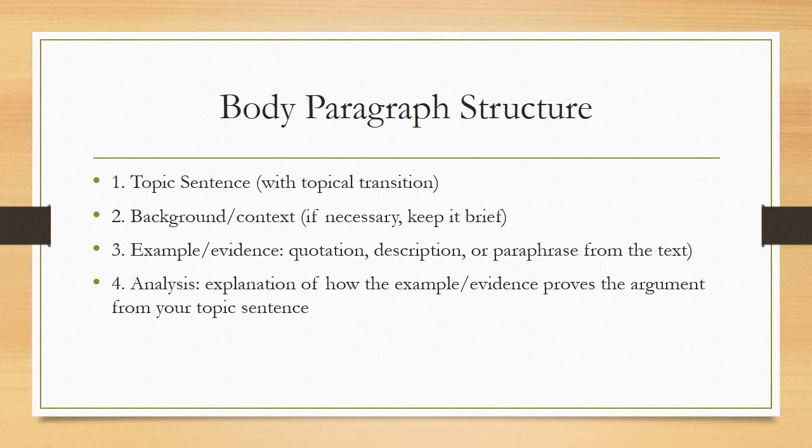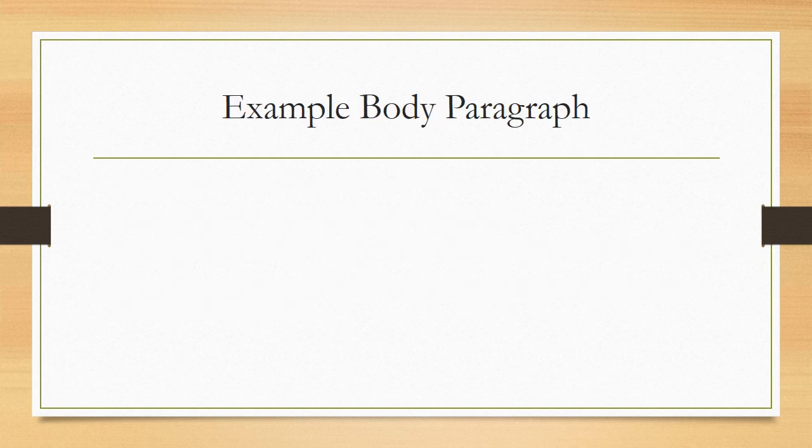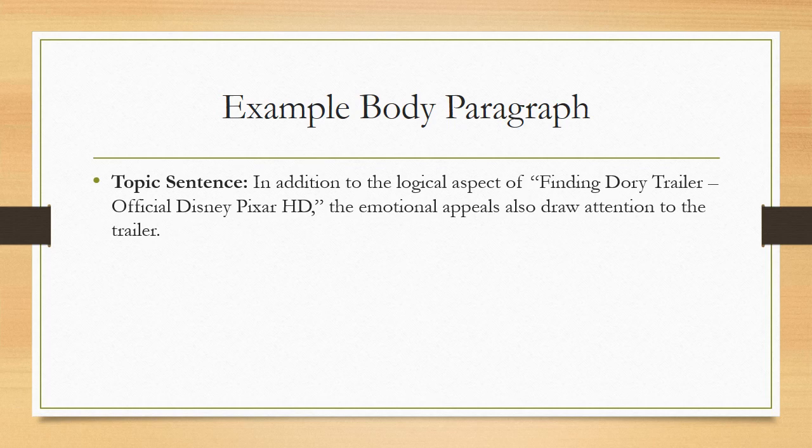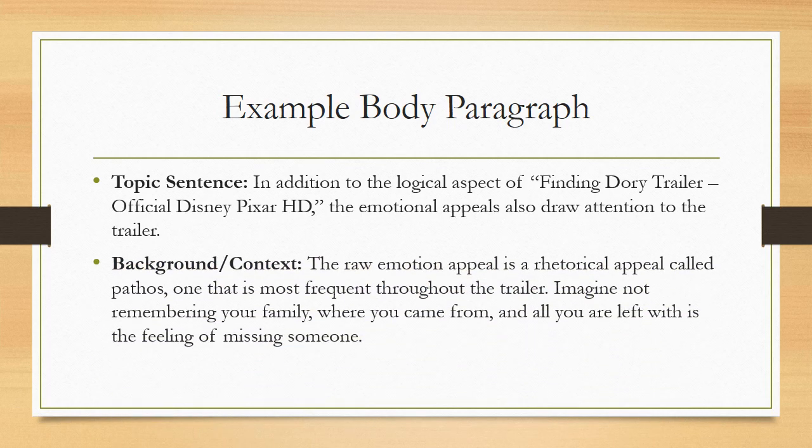So, gotta have it. Let's go through the rest of that body paragraph and see the sentences where the student does this. So, the topic sentence, we covered that already. Background and context. We knew it was about emotion. So what does she say next? "The raw emotion appeal is a rhetorical appeal called pathos, one that is most frequent throughout the trailer. Imagine not remembering your family, where you came from, and all you are left with is the feeling of missing someone." So this author kind of reaches out to the reader and evokes an emotion.